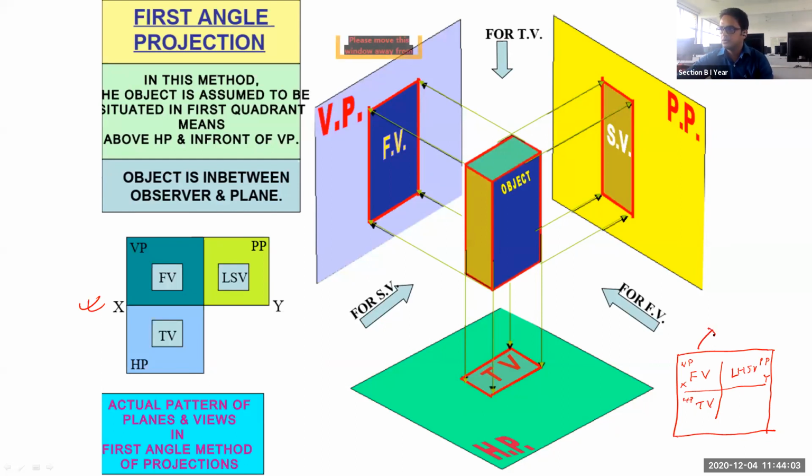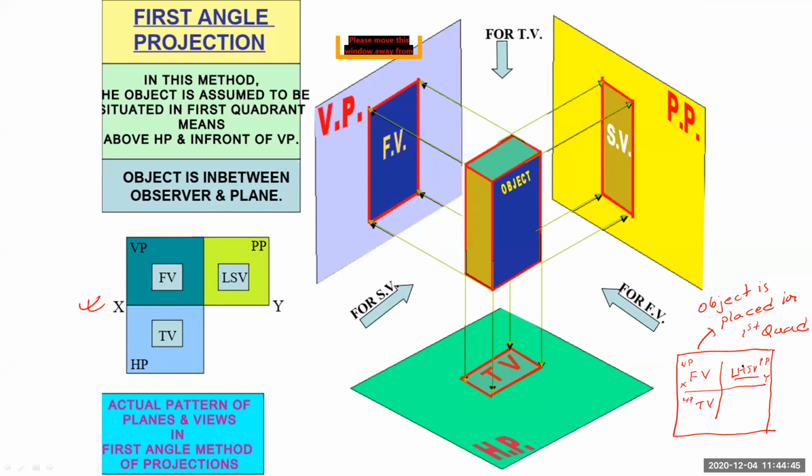So this is when the object is placed in the first quadrant. When the object is placed in your first quadrant, the orientations are the X and Y reference line, VP, HP, profile plane, and the LHSV, that is coming to the right hand side of your front view. You have to keep this in your mind. When we keep the object in your third quadrant, then exactly the reverse will happen. That's why I'm highlighting this point.